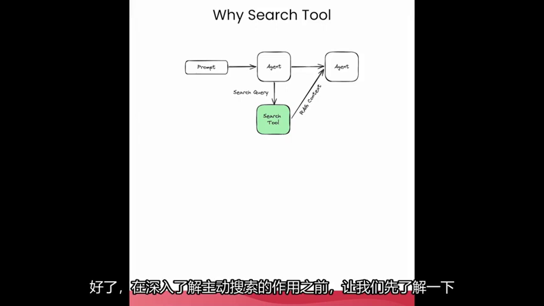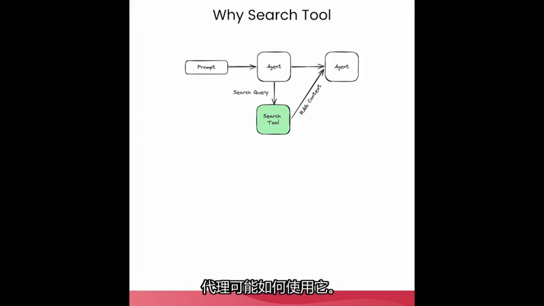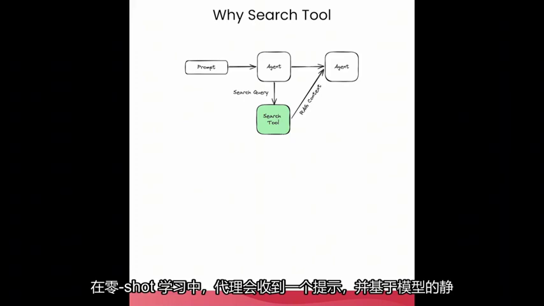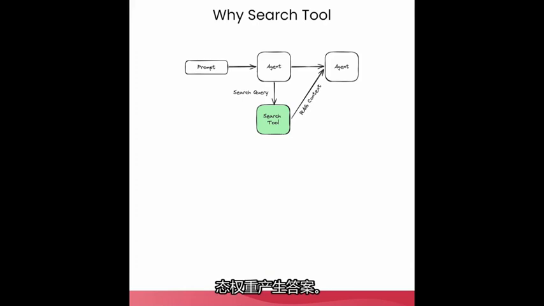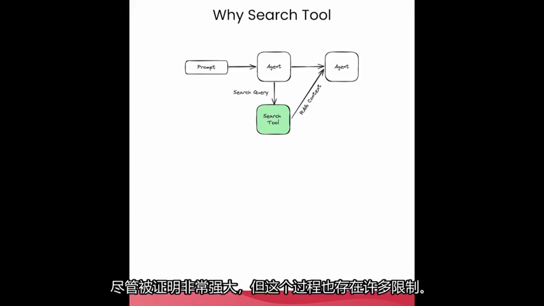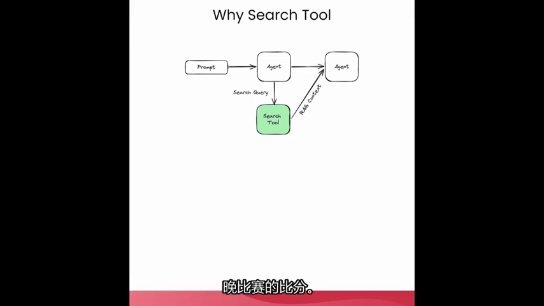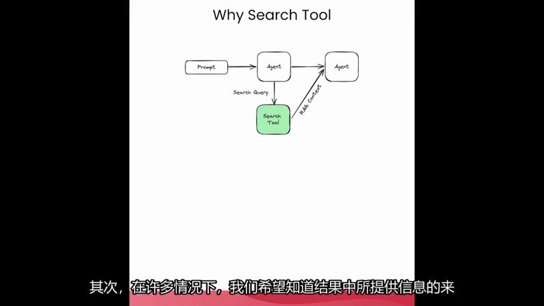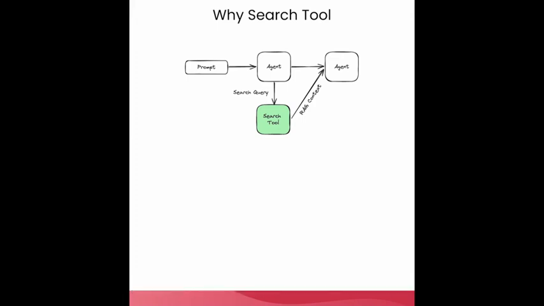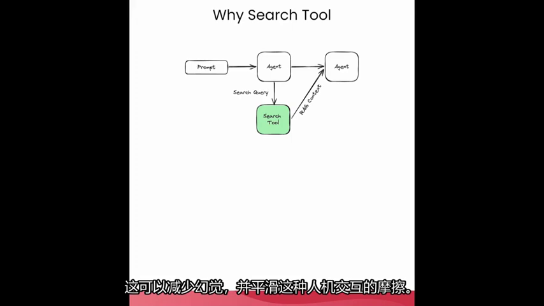Alright, so before diving into what an agentic search does, let's understand how an agent might use it. In zero-shot learning, an agent would receive a prompt and produce an answer based on the static weights of the model. As powerful as it's proven to be, there are many limitations to this process. First, the data around us is dynamic, so we couldn't, for instance, ask about the scores from the game last night. Secondly, in many use cases, we would want to know the sources of the information provided in the result. This can reduce hallucinations and smooth the friction of this human-computer interaction.